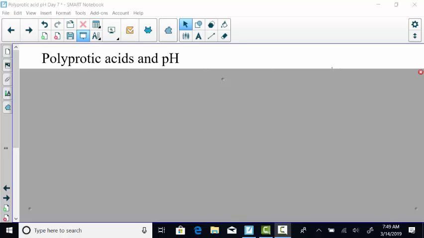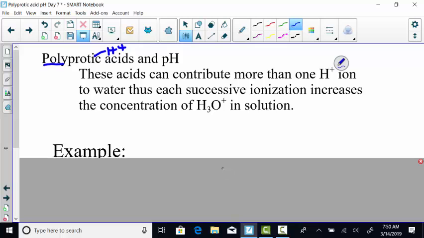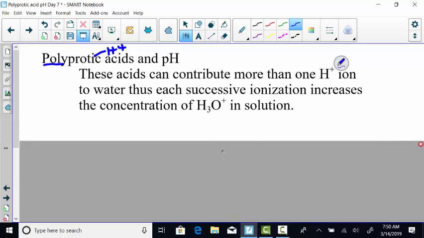Okay, our next step in looking at acids and bases is looking at acids that can donate more than one hydrogen. These are called polyprotic acids. Poly meaning many, and protic referring to the hydrogen ion that they can donate. With these polyprotic acids, they simply can contribute more than one hydrogen ion.